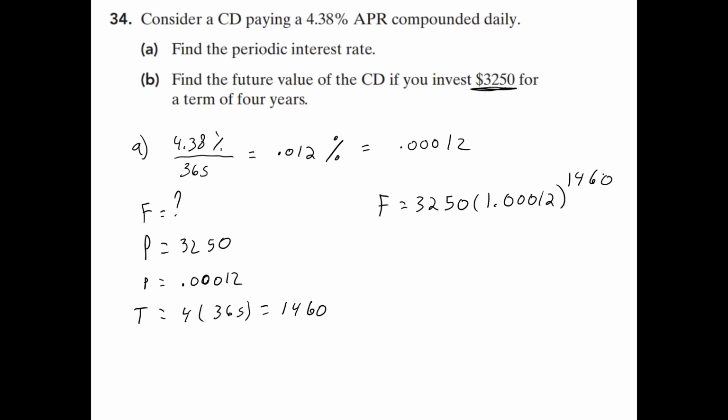So 3250 times 1.12312 raised to the 1460. And it doesn't do a whole lot to compound a lot, and so you get $3,872.28.